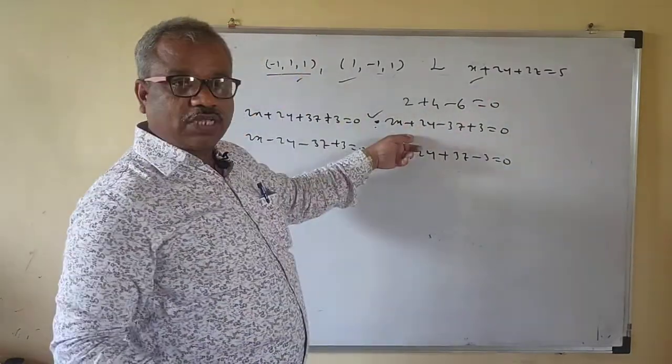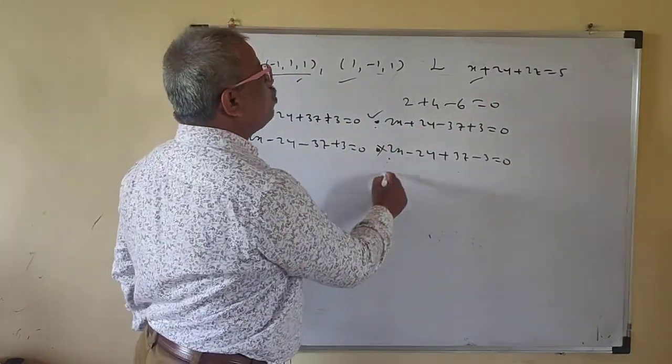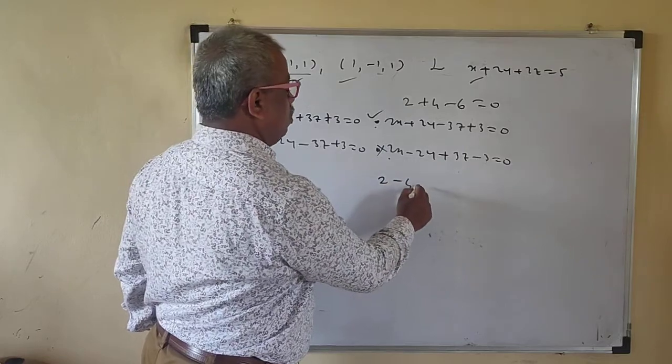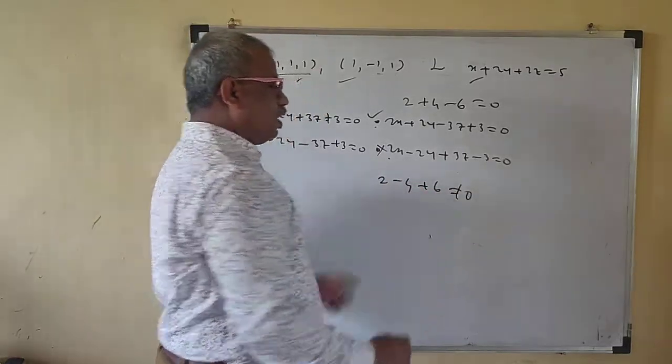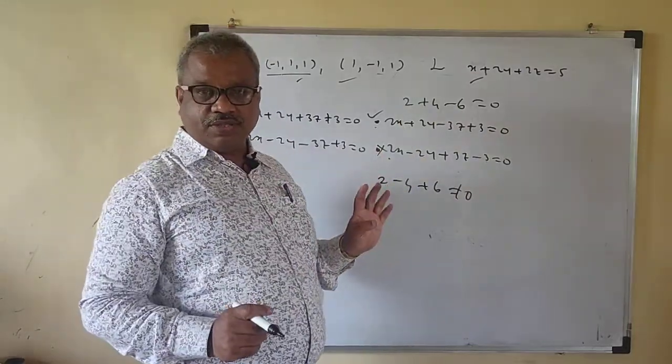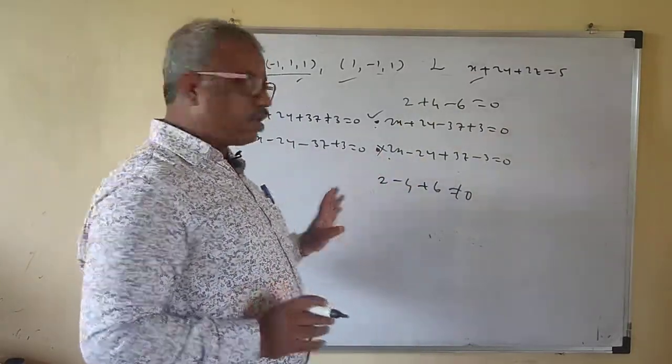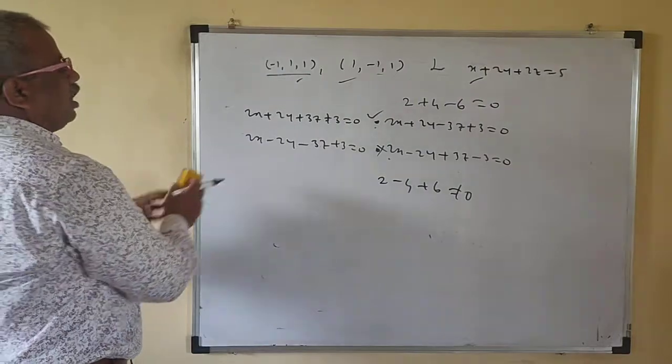Now check that this is also satisfied by these 2 points. Now for this one, what is it? 2 minus 4 plus 6. So this is not 0. That means this plane is not perpendicular to this one. So this will not be your option. In this way you can choose your correct option.